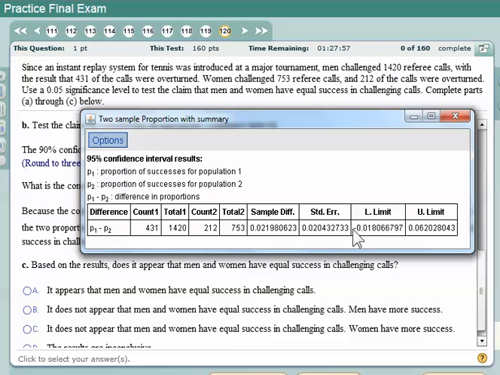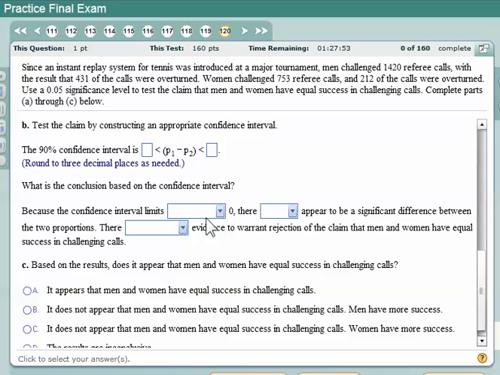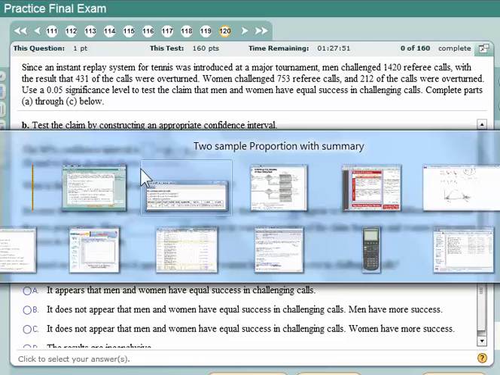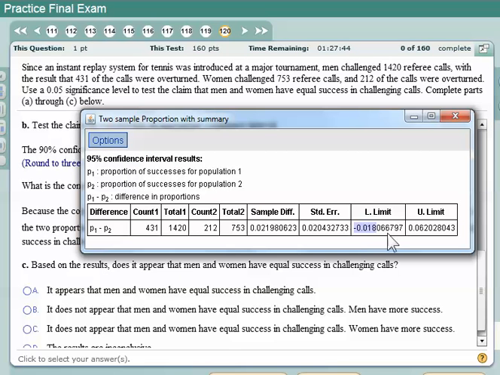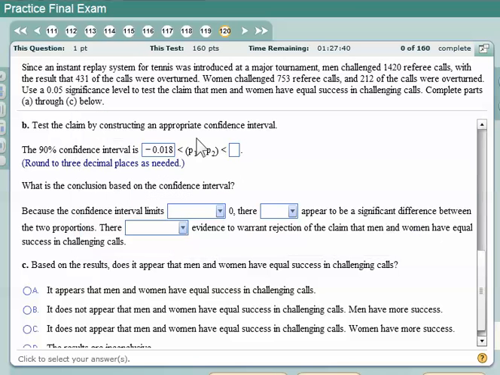And so now I can easily grab, how many decimals do they want? 3? Yep. I can grab 3 decimals without any issue, and just check and make sure that you're rounding them correctly, that you're not just grabbing them, but you're actually thinking about whether or not that last number needs to change. So here's my confidence interval.